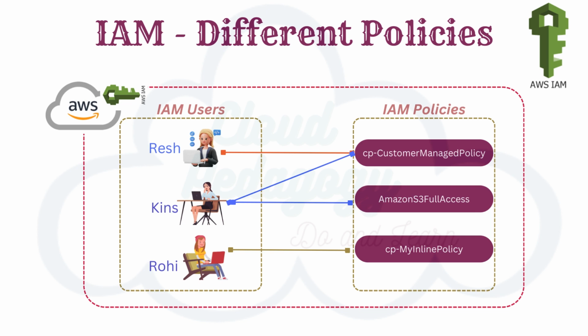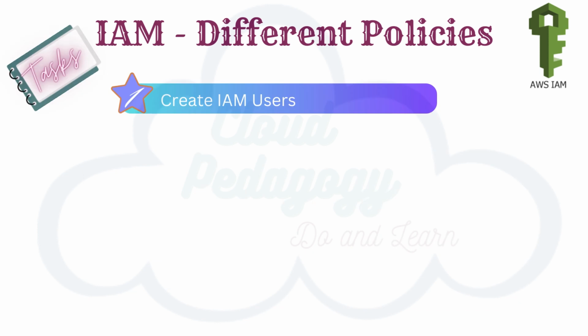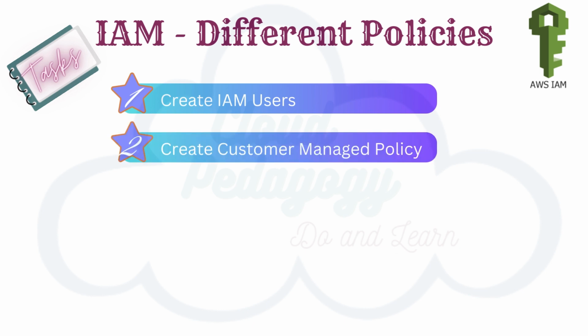So if you are ready, you can follow along with me and we will do everything together by starting with our task. So first of all, we will be creating a few users in IAM and these users are Resh, Kins and Rohi. Next thing, we will be creating a customer managed policy with read-only access to EC2 instances and we will attach the customer managed policy to the user Resh.